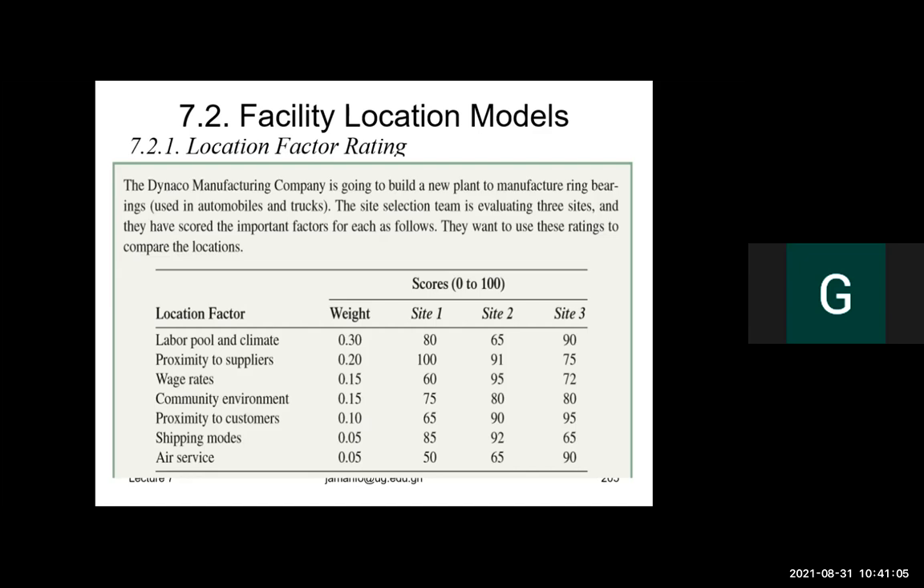So shipping modes, weight is 0.05. Site one is 85. Site two is 92. Site three is 65. Then air service, weight is 0.05. Site one is 50, site two is 65, site three is 90.